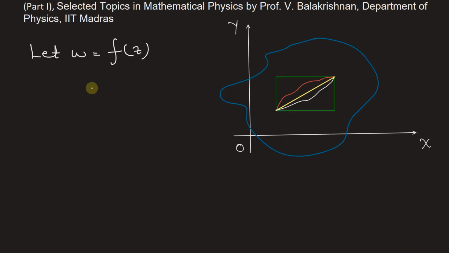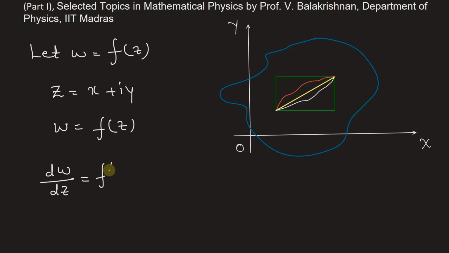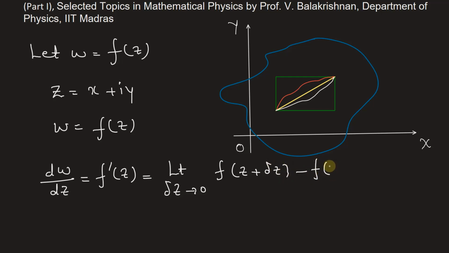Let f of z be a single valued function of the variable z equal to x plus iota y. Then the derivative of w equal to f of z is defined to be dw by dz equal to f dash of z, which is equal to limit delta z tends to 0 of f of z plus delta z minus f of z divided by delta z, provided this limit exists and has the same value for all the different ways in which delta z approaches 0.